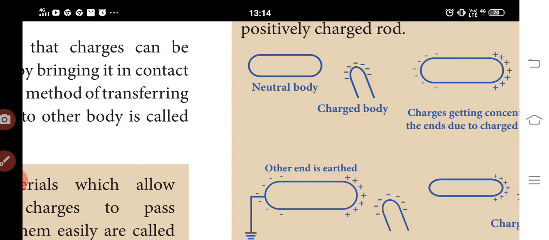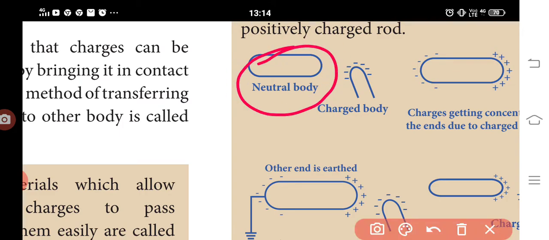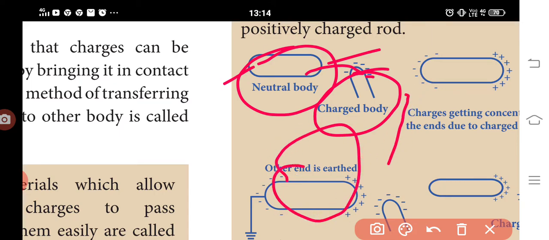So this one is the neutral body, and this is a charged body. It can be brought near to this. The charge is getting conserved. So this one is the negatively charged body and this is a positive body. They can be attracted. The other end is connected to the earth.